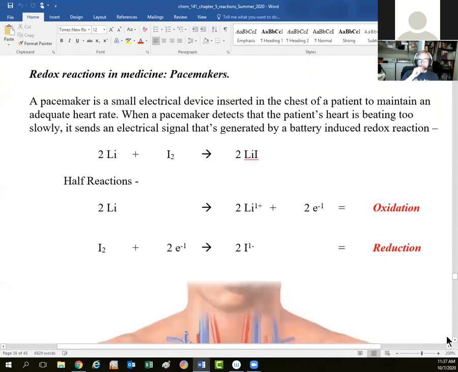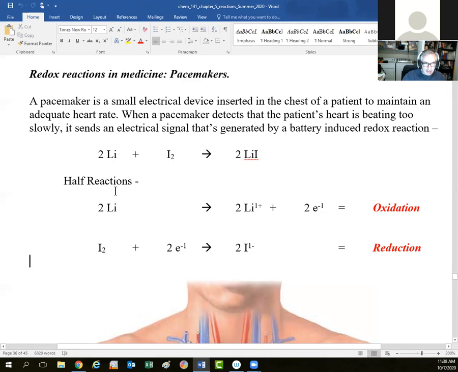One good example of redox reactions at work in medicine, of course, is a pacemaker. Inside the pacemaker, there's lithium and iodine, and they exchange electrons to produce lithium iodide. We break it down into the individual components, lithium and iodine. Lithium changing into lithium ions, that's the charge when it's part of lithium iodide. That iodine changing into iodide ions, that's the charge when it's part of lithium iodide. +1, -1, and the charge cancels out.